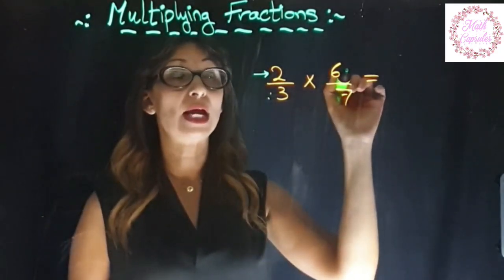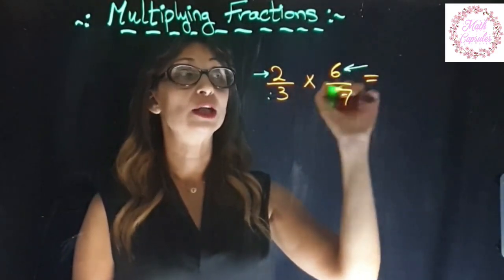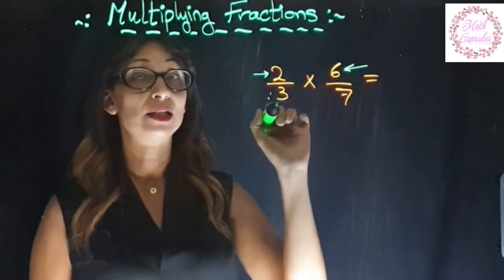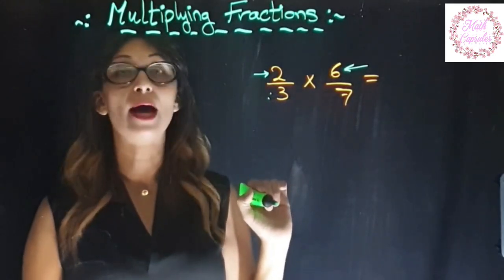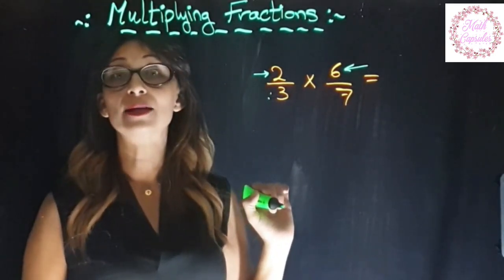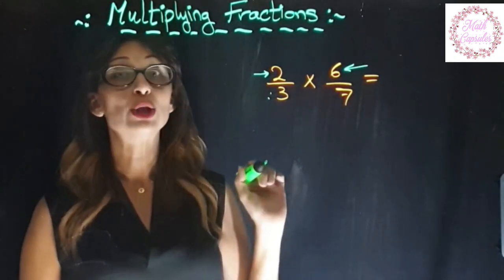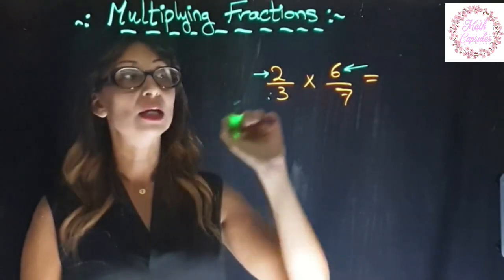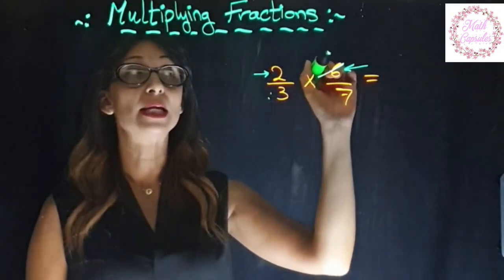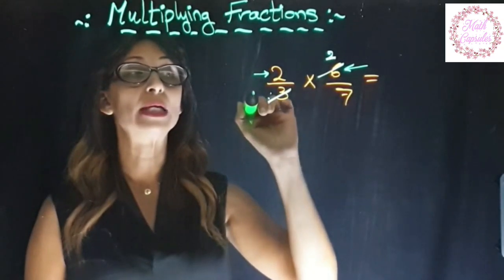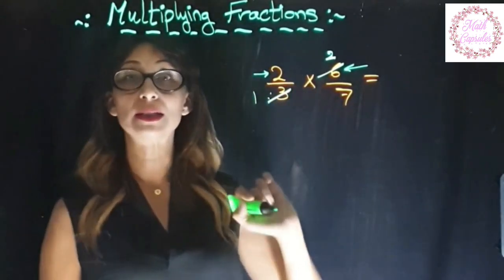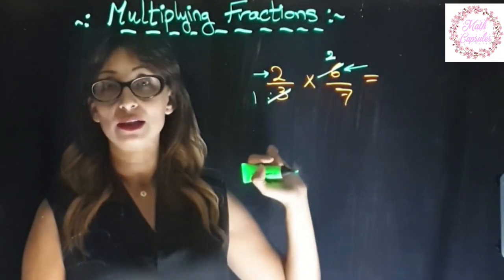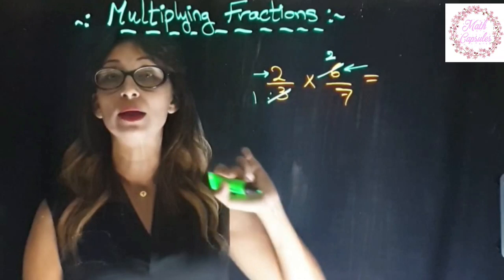Okay, so let us look at the other numerator, which is 6. Do we have any common factor between 6 and 3? Yes, we have. 6 and 3 have 3 as a common factor, so we can divide both 6 and 3 by 3. So 6 divided by 3 is 2 and 3 divided by 3 is 1. Why did I cross this? I crossed it because the 6 became 2 by dividing it by 3 and the 3 became 1 by dividing it by also 3.